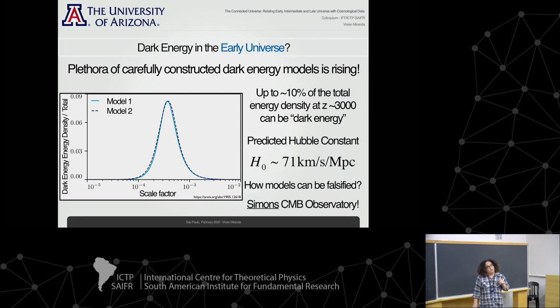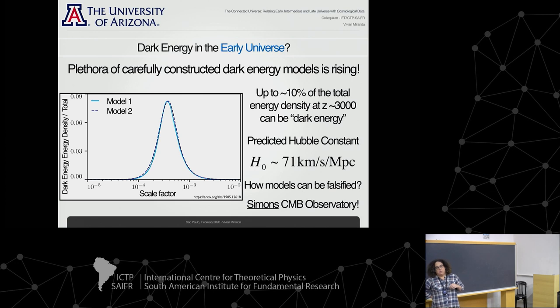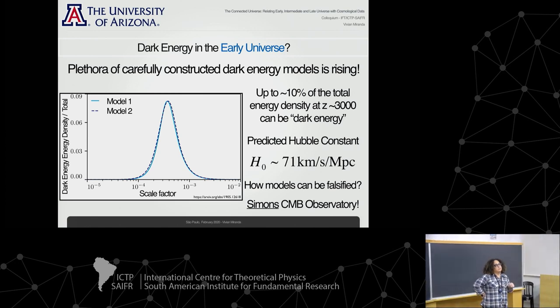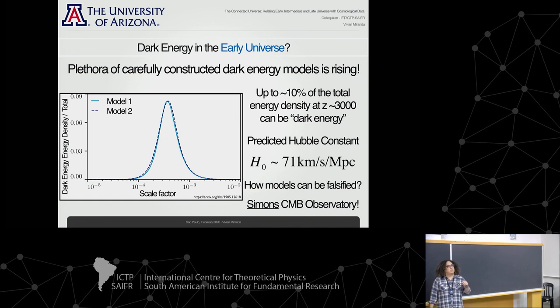So let me understand it. This is a proposal to solve the crisis of the Hubble, of the present Hubble constant discrepancy? Yes. And it's not my proposal. Oh, that's not your proposal. Anyway, this proposal suggests the existence of a different dark energy? Yes. And how would this different dark energy that would appear at this redshift decay afterwards?